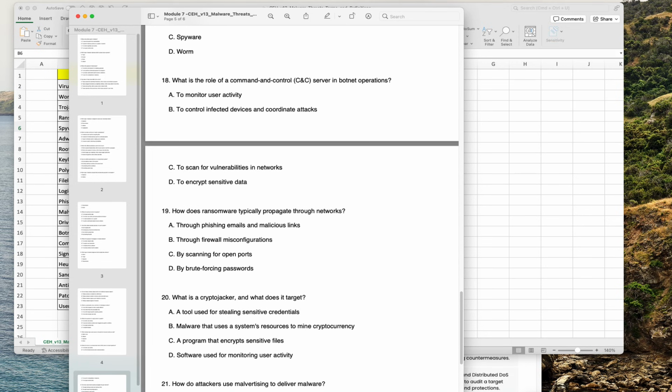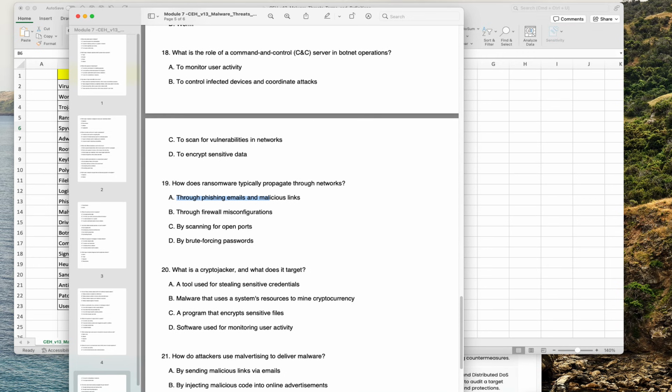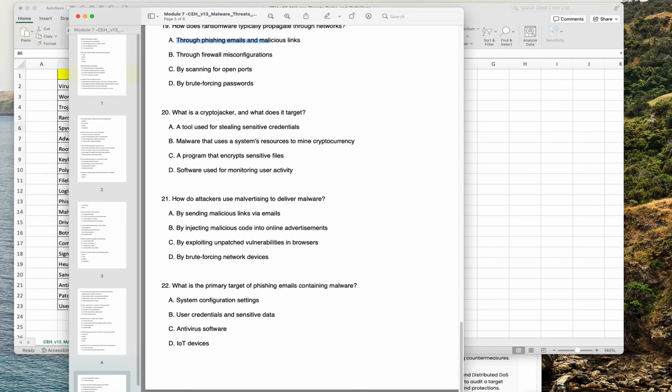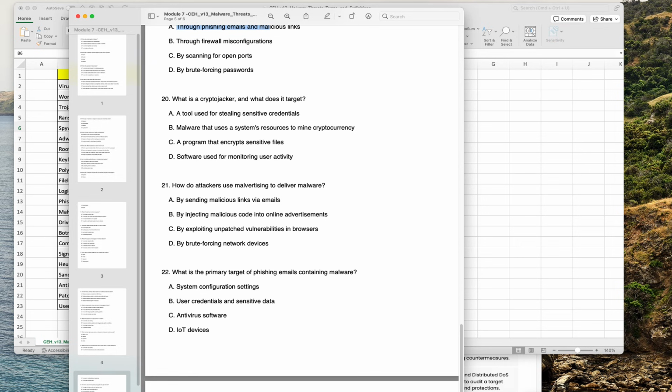And how does ransomware typically propagate through the network? I'm just going to pause here for 1 second because this could go in many different ways. But the only option that makes sense here is through phishing emails and malicious links. Out of these options, this is the only one that makes sense. What is a cryptojacker and what does it target? That is a good question. How do attackers use malvertising to deliver malware? Oh, this is something that is happening a lot nowadays.